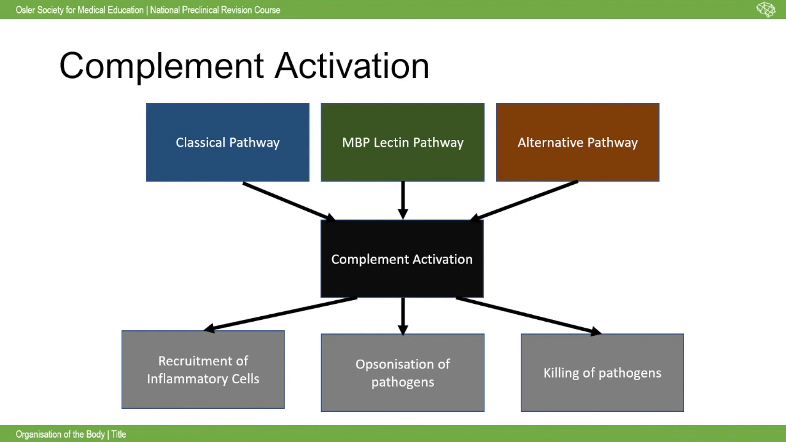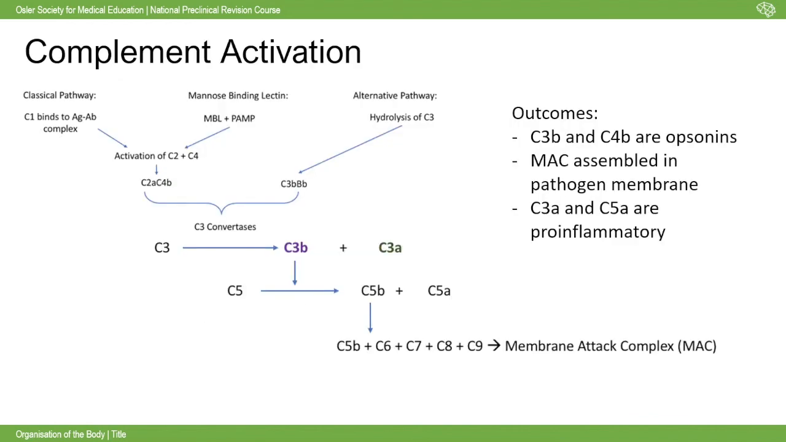And what do I actually mean by that? I mean that there are proteins circulating in the plasma which are activated sequentially in response to the recognition of microorganisms, and this then leads to these outcomes, including recruitment of inflammatory cells, opsonization of pathogens, and killing of pathogens. So let's look in a bit more detail about how that actually occurs.